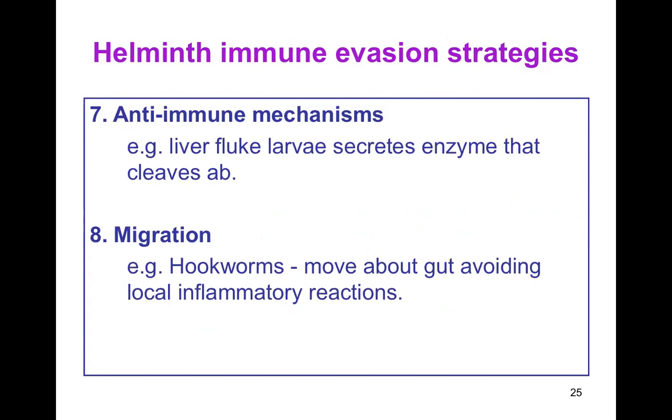We also have anti-immune mechanisms employed by liver fluke, which secrete enzymes that may cleave the antibodies that target it, or the migration of hookworms which move about in the gut, and in this case can avoid local inflammatory response, which, like we mentioned, is a critical point for the elimination of the helminths.